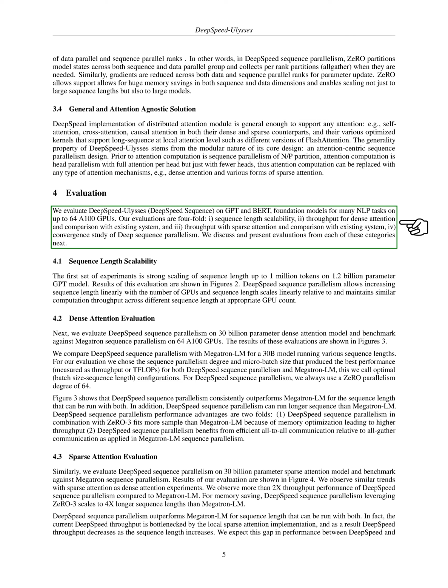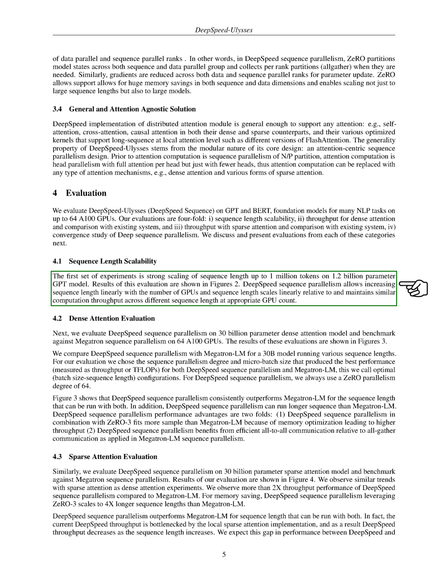We tested DeepSpeed Ulysses on GPT and BERT, which are foundational models for many natural language processing tasks, using up to 64 A100 GPUs. Our tests focused on four areas: sequence length scalability, throughput for dense attention and comparison with existing systems, throughput with sparse attention and comparison with existing systems, and a convergence study of DeepSpeed sequence parallelism.